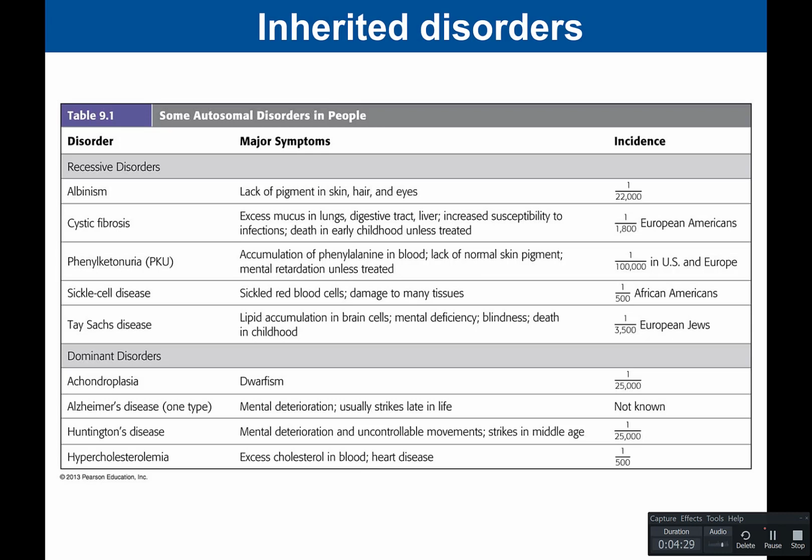So 1 in 22,000. Cystic fibrosis, symptom: excess mucus in lungs, digestive tract, liver, increased susceptibility to infections, death in early childhood unless treated and managed. 1 in 1,800. And it's higher prevalence in European Americans.